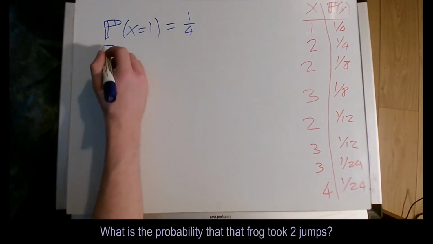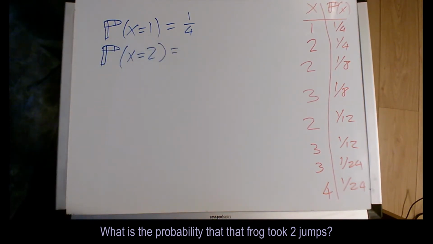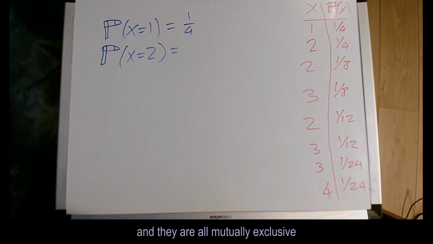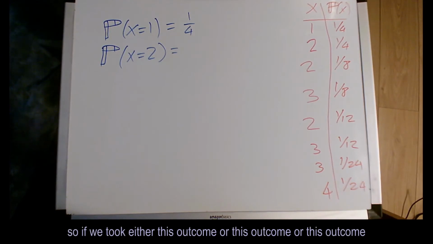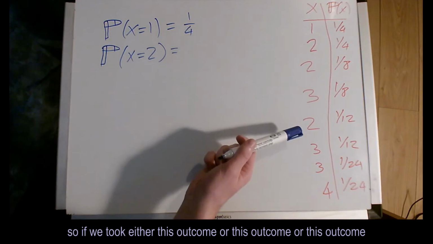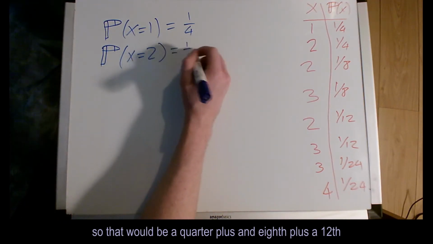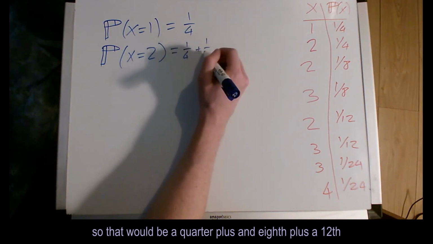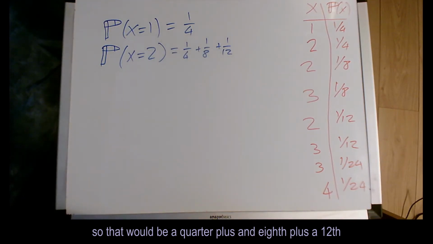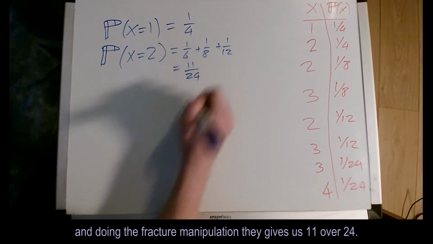What is the probability that the frog took 2 jumps? Well, 3 of these outcomes correspond to 2 jumps, and they are all mutually exclusive. So if it took either this outcome or this outcome or this outcome, we can add up the probabilities. So that would be a quarter plus an eighth plus a 12th. And doing the fraction manipulation there gives us 11 over 24.